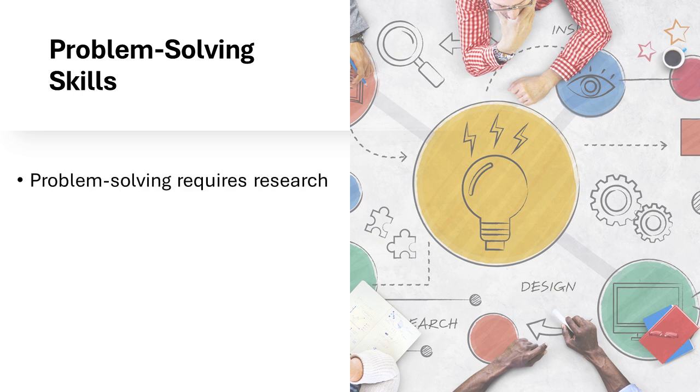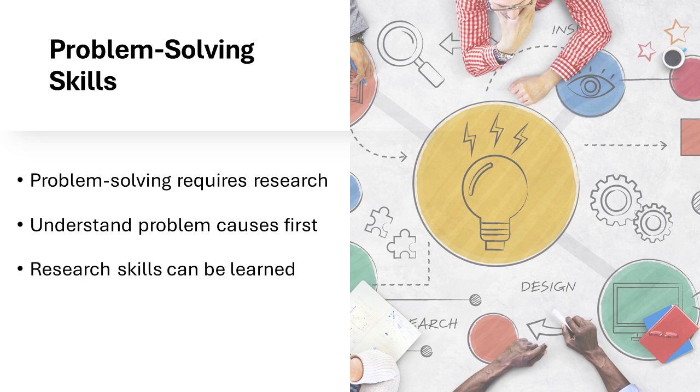For instance, problem-solving many times requires research. Before we can solve a problem, we need to research the causes of the problem. Research skills aren't necessarily a natural talent. You can learn them to improve your problem-solving abilities. I want you to make a list of skills that you think aid in problem-solving. Pause the video and resume when you're ready.